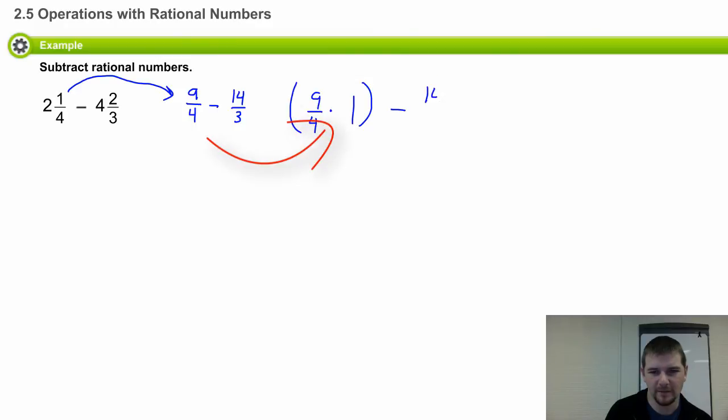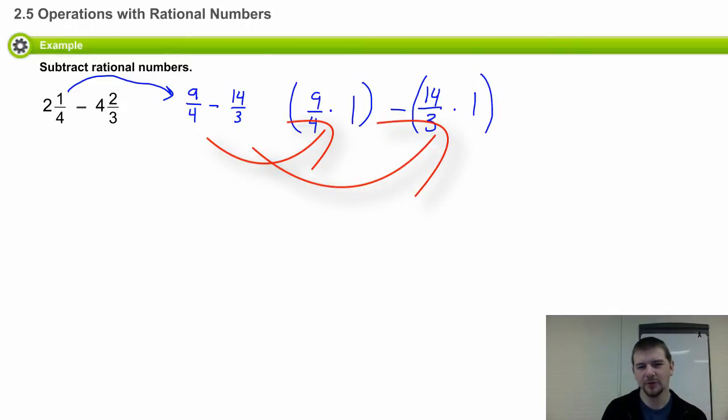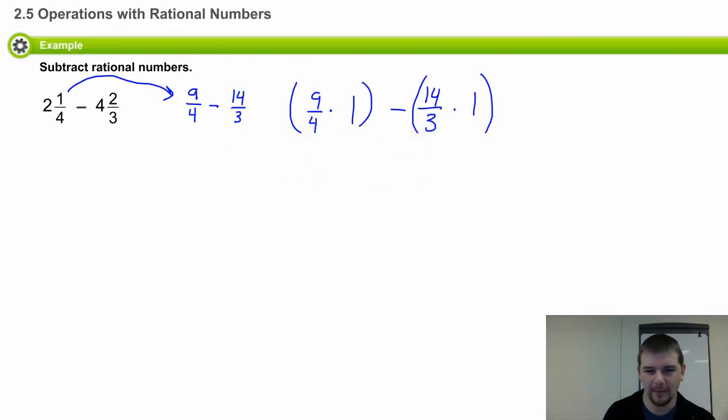14/3 times 1. But remember, we get to choose how we'd like to write 1. And we may write 1 in a way that accomplishes work for us. So let's consider, in what way should we write 1 so that when we multiply it by 9/4, we end up with a fraction whose denominator is 12.